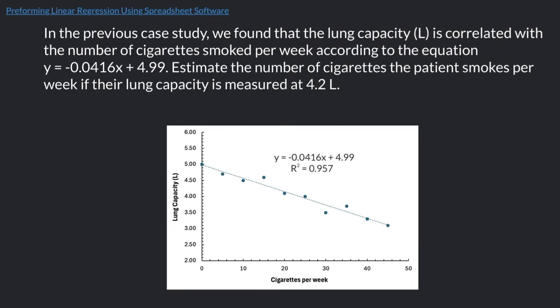In the previous case study, we found that lung capacity, L, is correlated with the number of cigarettes smoked per week according to this equation. Estimate the number of cigarettes a patient smokes per week if their lung capacity is measured to be at 4.2 liters.